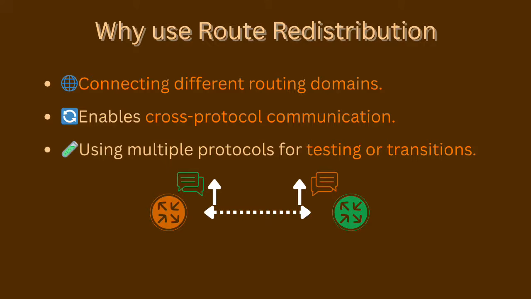Why use route redistribution? In some networks, you might have multiple routing protocols running at the same time. For example, OSPF in one area and EIGRP in another. Normally, these protocols don't talk to each other by default. Route redistribution allows them to share routes so one routing domain can learn about networks from another. This is especially useful during network migrations, mergers, or when integrating different vendors or legacy systems. It basically acts as a bridge that keeps communication flowing smoothly between different routing environments.